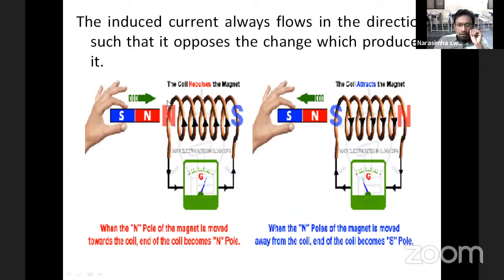So once this north pole is generated at this side, and the magnet's pole is also north, both north poles will repel each other. So here the coil repels the magnet. See, when the N pole, that is the north pole of the magnet, is moved towards the coil, the end of the coil becomes a north pole.